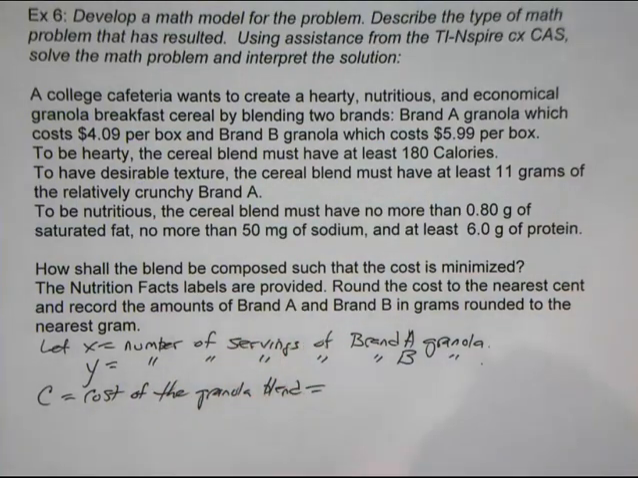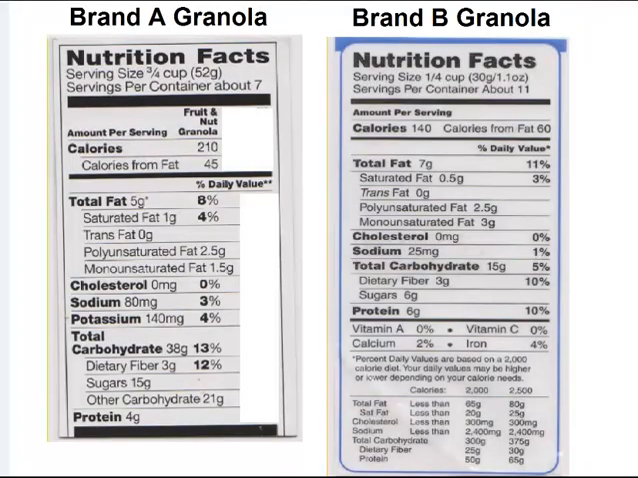Okay, let's take a look at the nutrition fact labels. Up in the top is the Brand A label. You notice it defines a serving size: here it's 3/4 cup, 52 grams. And importantly, for what we need now, it tells us how many servings are in a box or container. In this case, it's about 7 for the Brand A granola. So if the box is $4.09 and there are 7 servings per container, one serving would be $4.09 divided by 7.